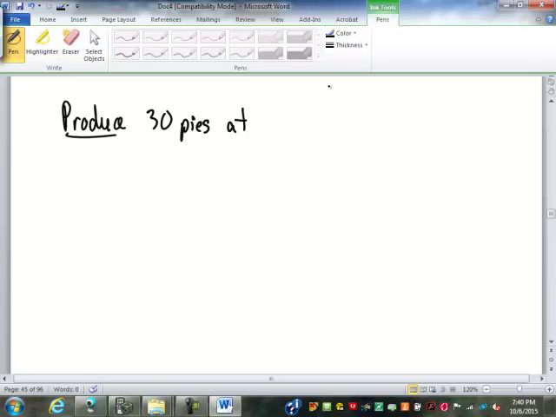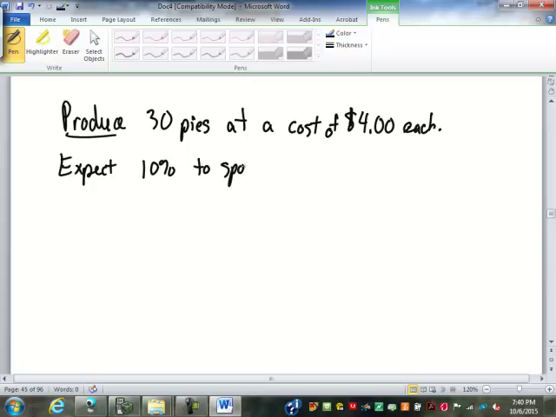Yeah. So let's say we're going to produce 30 pies at a cost of $4 each. We expect 10% to spoil. We need a 60% markup on cost.